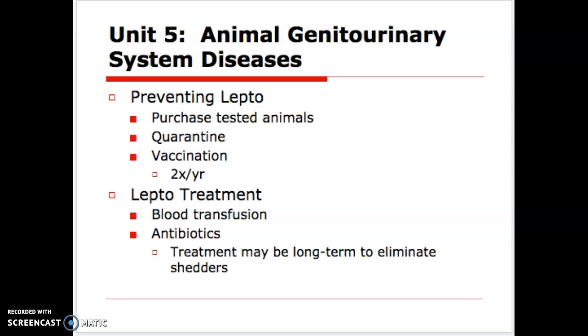Treatment is really drastic. A blood transfusion that has to go on is obviously quite expensive, fairly risky, and has mixed results. Antibiotics, maybe for long-term, to eliminate long-term shedders, but more than likely you're going to cull them from the herd. So be proactive on lepto. It's not one that you will commonly find, but you should commonly be prepared for it.